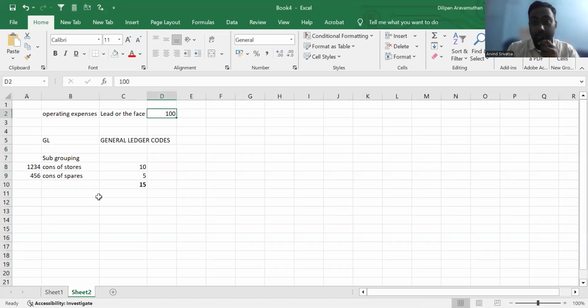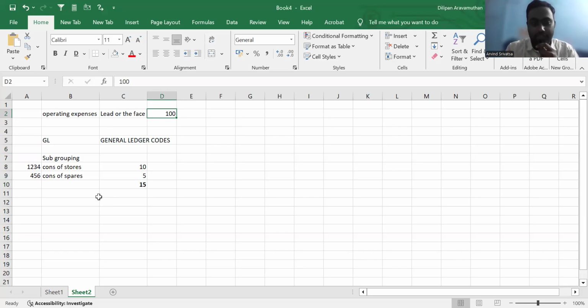Usually, how we start as auditors is we take the subgrouping from the last year and we arrive at the grouping, then we arrive at the main lead or the face of the financials. Then we see if there is any difference. If there is any difference, we understand whether the management has added any new GL codes during the current year because of which the difference is arising in the subgrouping. If yes, we need to understand what is the nature of those GL codes and why they were added.